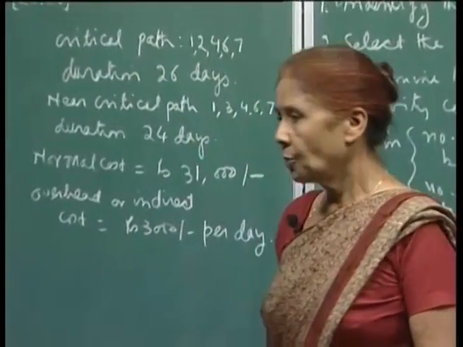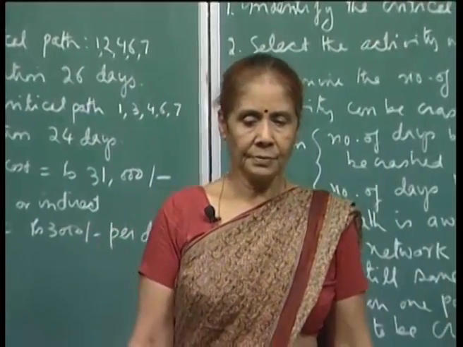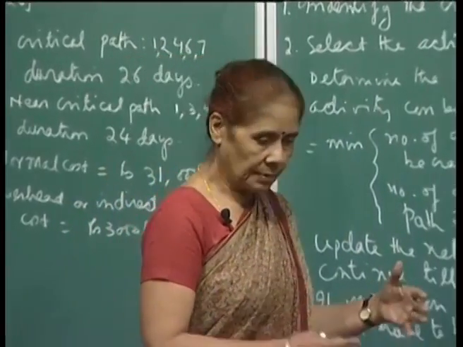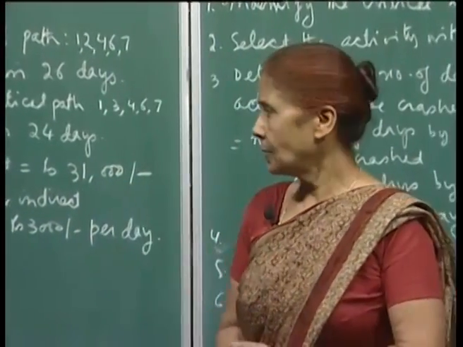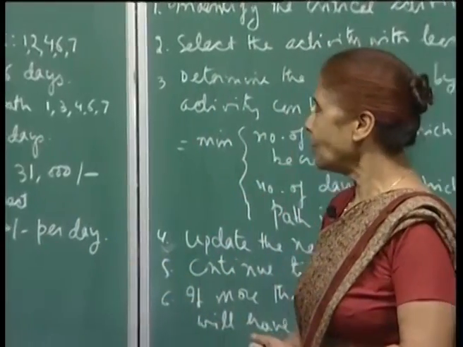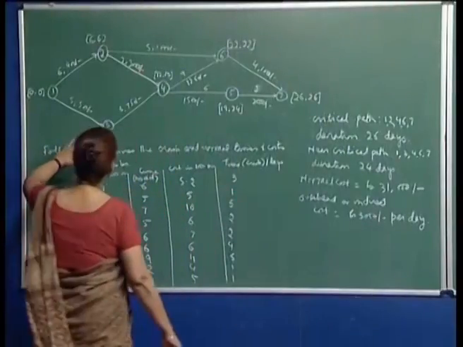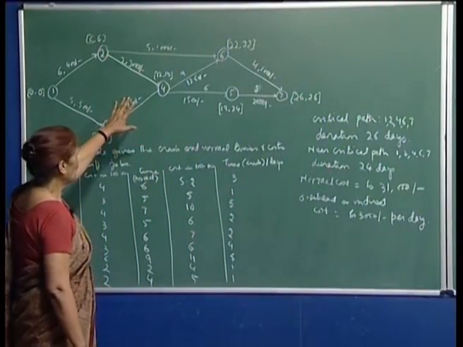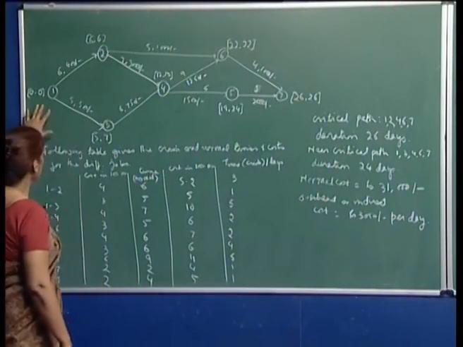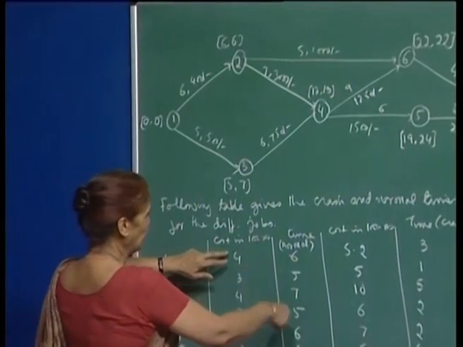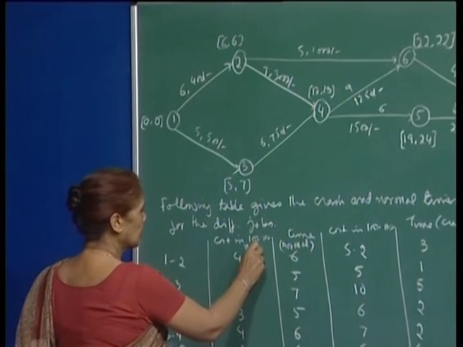So, to show you how network crashing is done, or the duration of the project, I will go through the procedure by showing you these steps through an example. So, this is here the example that I have written down. So, network flow problem, and I have given you this cost and this time. So, this is also for normal.